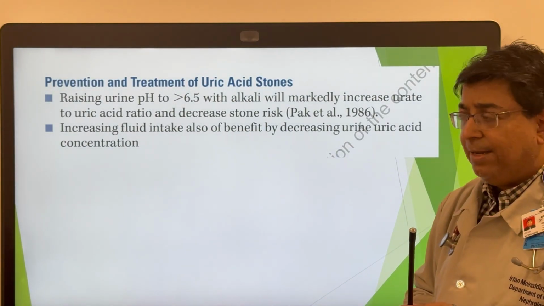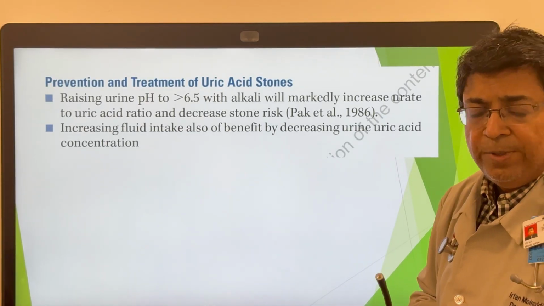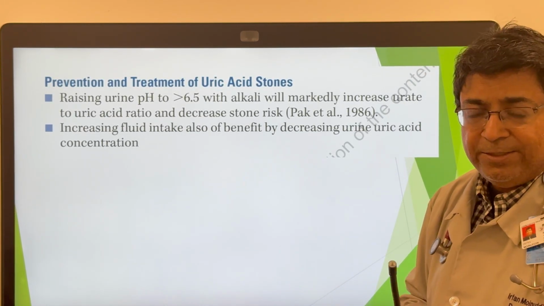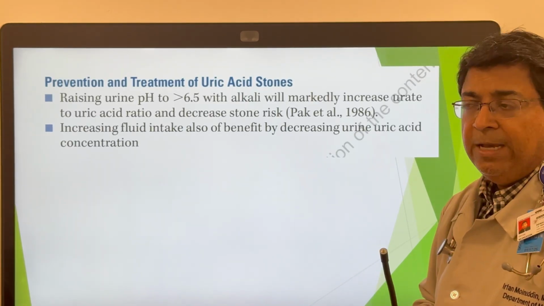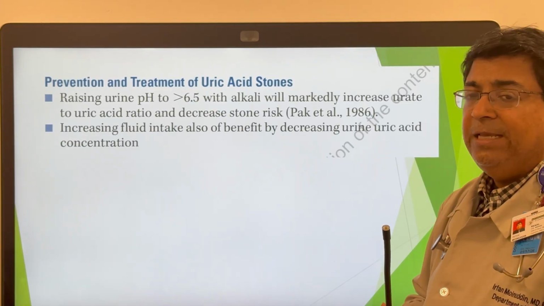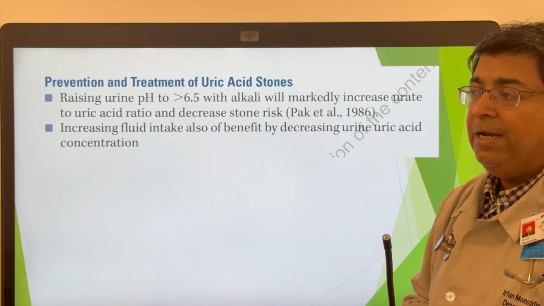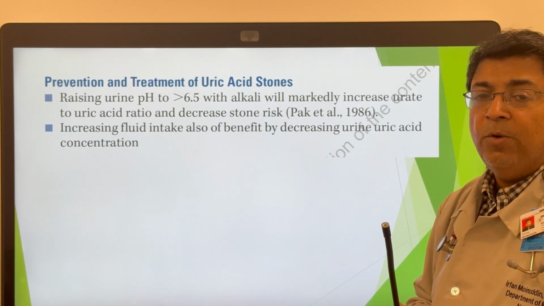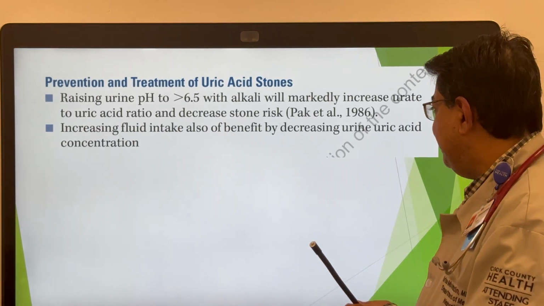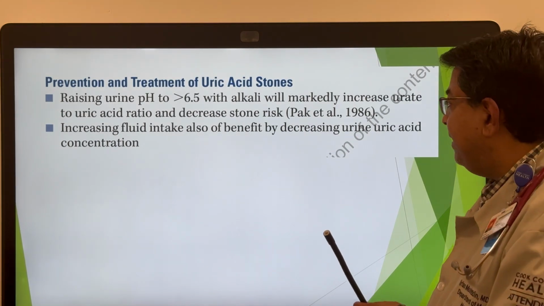Anybody who has a second stone or who has had a urological intervention to extract or remove stones, either by lithotripsy or by cystoscopy, the stones that have been removed should be analyzed so that we know the composition of the stone. And again, increasing fluid intake will be of benefit. Next slide.